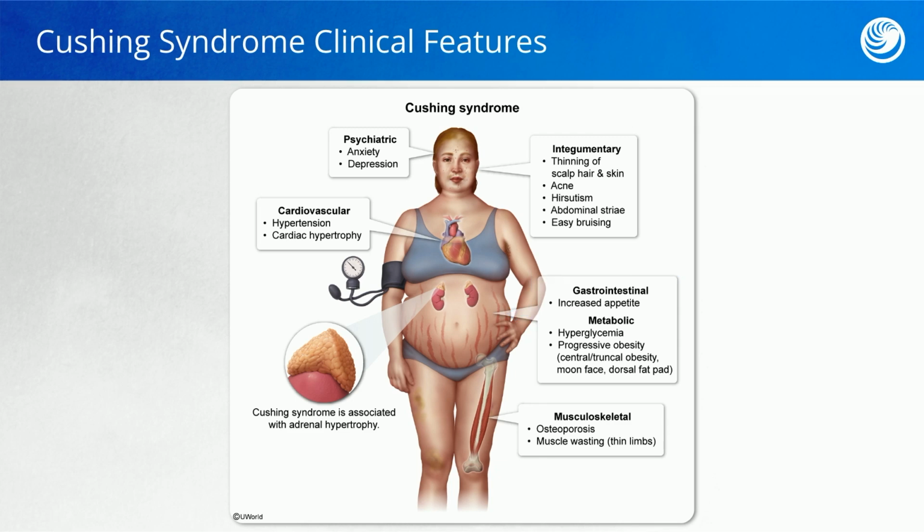And lastly, some of the more pronounced features of increased cortisol levels within the body have to do with the deposition of fat. Clients with Cushing syndrome usually develop central or truncal obesity. They can get fat deposition within the face, which creates what looks like a moon face. It's very round. And they can get fat deposition on the back, in between the shoulder blades and at the base of the neck.